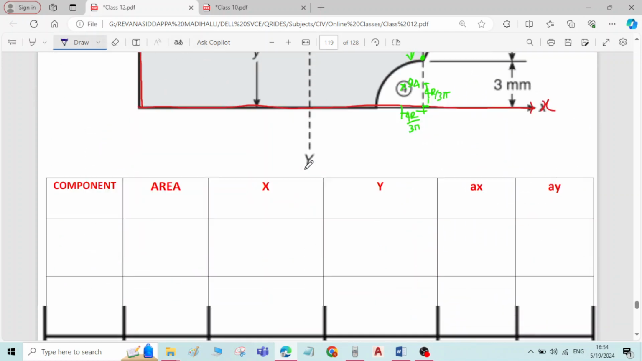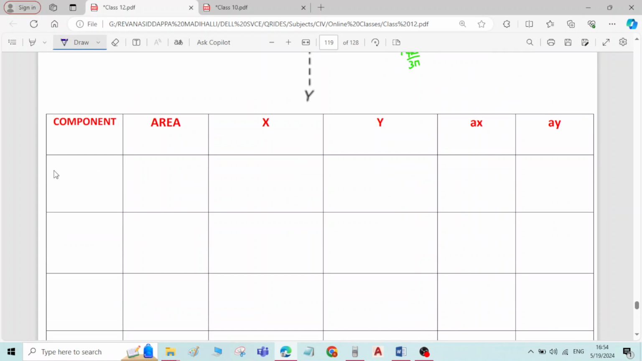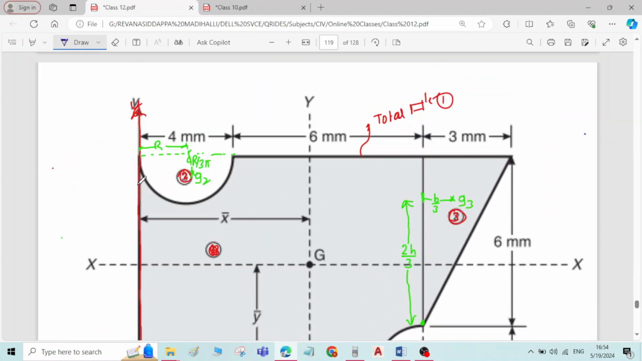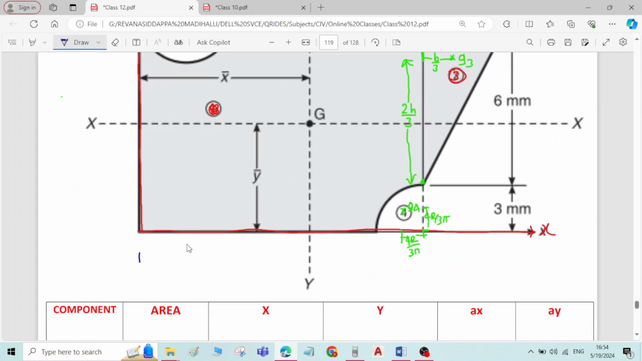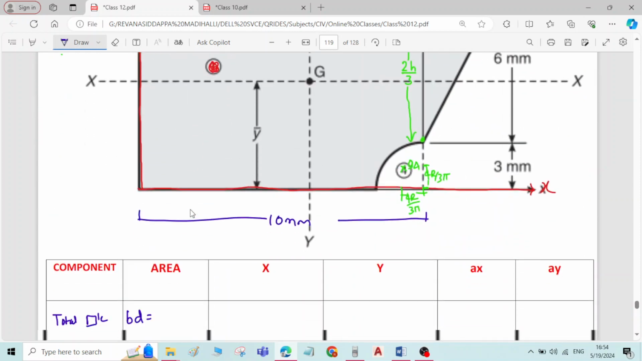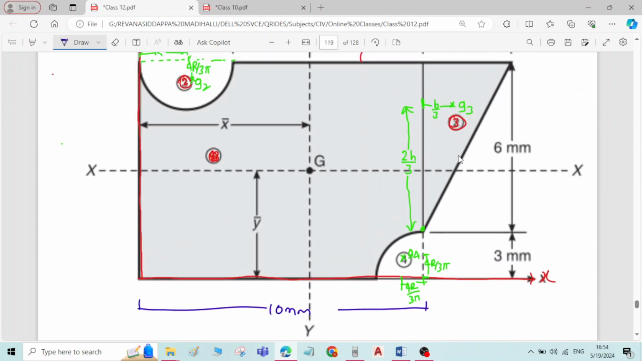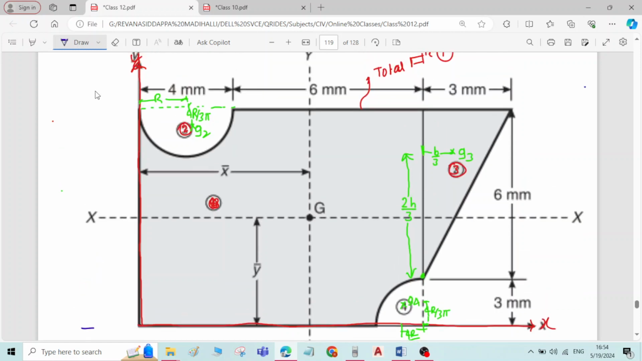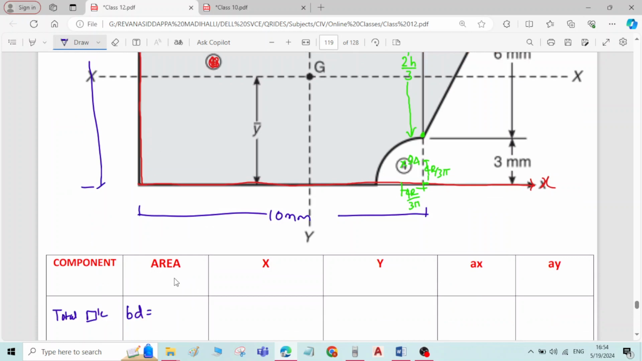What is the first component? Total rectangle. Total rectangle area is b into d. What is width of rectangle? Width of rectangle is 6 plus 4, 10. Overall width is 10 mm. So at the top it is given, correct? 6 plus 4. And depth of rectangle is 6 plus 3, 9 millimeter, is overall depth of rectangle.